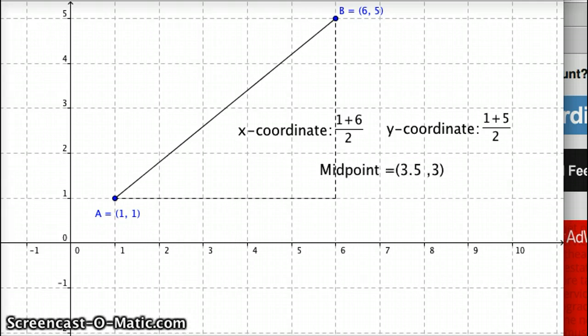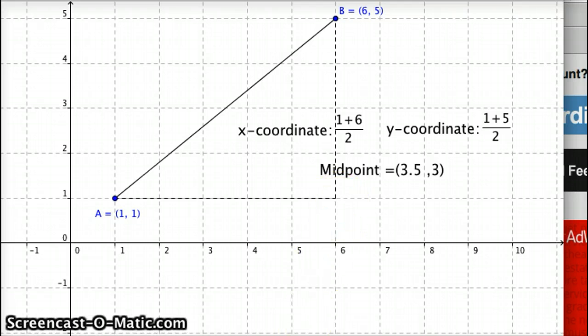Evaluate, and we get the midpoint here of 3.5 and 3. So that comes from adding 1 and 6, which gives us 7, divided by 2 is 3.5. For the Y coordinate, we do 1 plus 5, which is 6, divided by 2 is 3. So that gives us the midpoint of this segment.